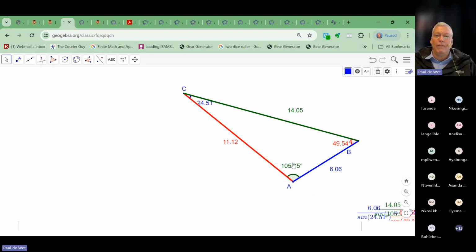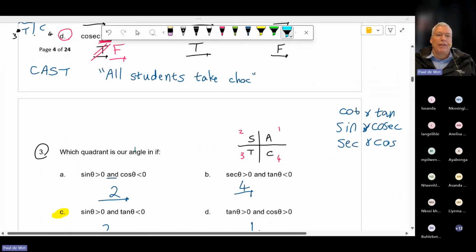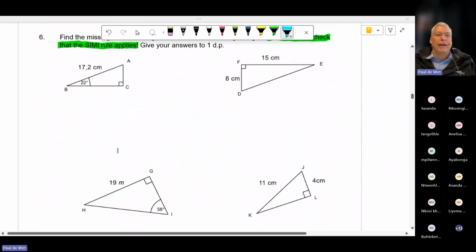Which is the biggest angle now? The green one. And the biggest side? The biggest side is always opposite the biggest angle. The smallest side is always opposite the smallest angle. Right, so now we're on page 7.